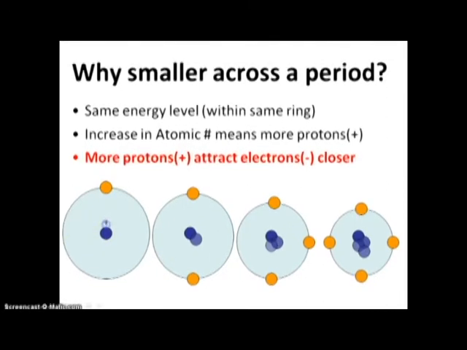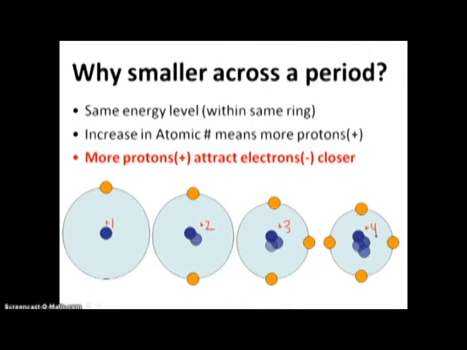Here, the nucleus is +1. Here, it's +2. As you go on, it's +3. And then finally, +4. And again, this is just an illustration. This is not actually a true row in the periodic table. But you add to the power of the positives. So think of it like a magnet.